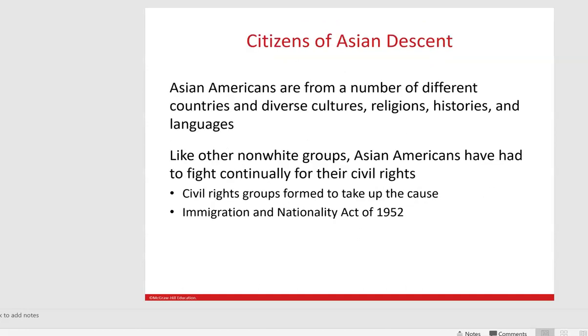Asian Americans represent their own microcosm of diversity because of their various cultures, religions, history, and languages. Certain civil rights have been formed to support their cause. At first, they were not allowed to become citizens, but in 1952 that gate was knocked down to allow them to cross over into citizenship.